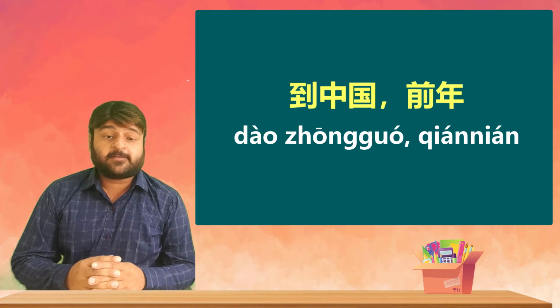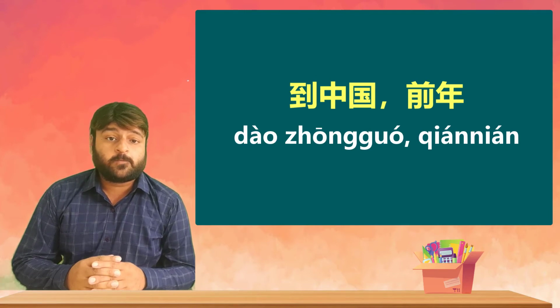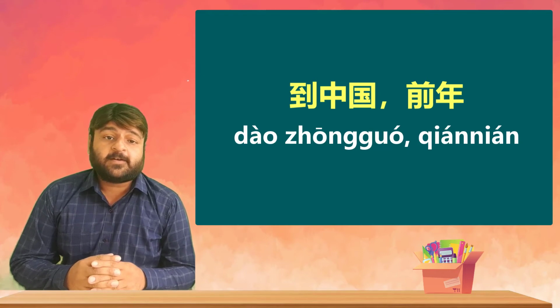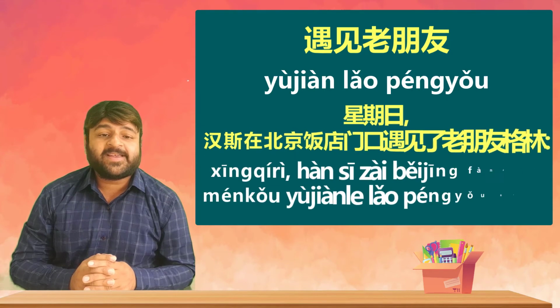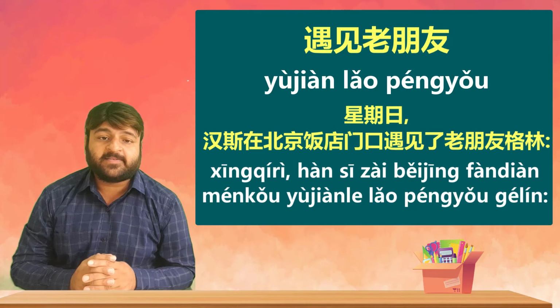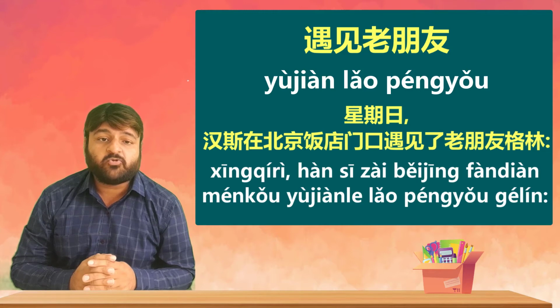Let us now read the text of this lesson, which is a conversation between two friends who meet after a long period of time, and how to use various sentences with the shi...de construction. Let us read the text. 遇见老朋友. 遇见 is to meet. 老朋友 old friend, meeting an old friend. 星期日 on Sunday. 汉森 that is the name of a person. 星期日在北京饭店门口遇见老朋友凯伦. On a Sunday, Hansen met his old friend Kailun at the gate of Beijing Hotel.